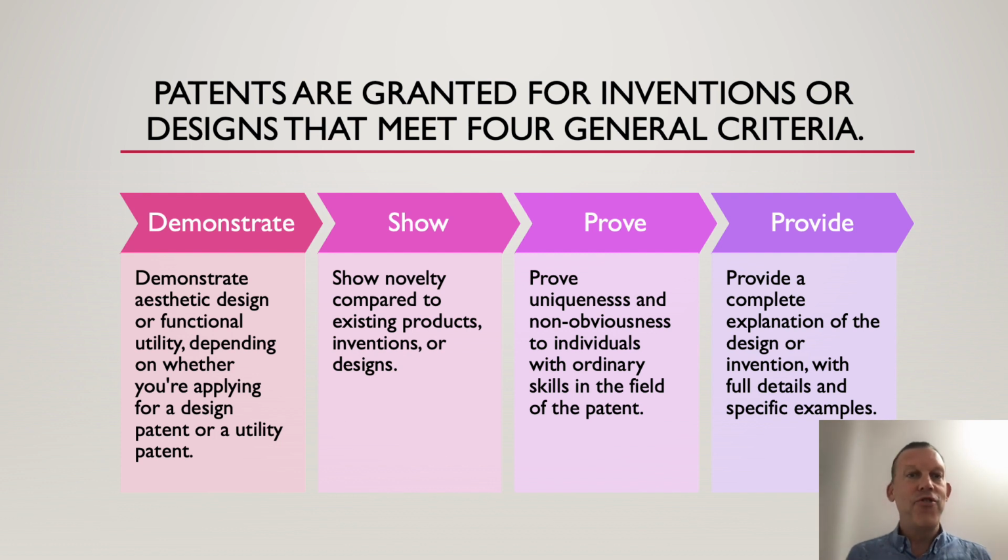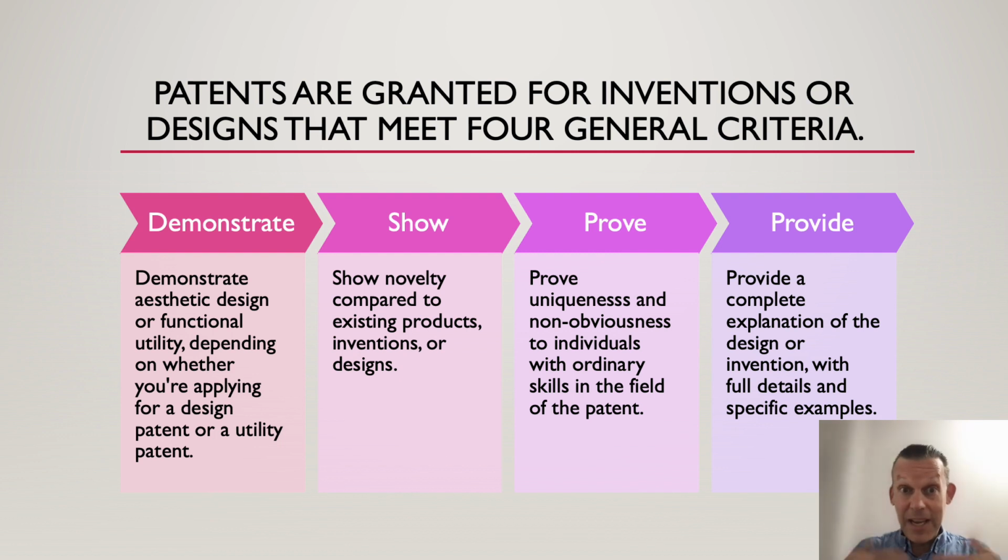So, patents generally, they're granted for inventions or for designs that meet 4 general criteria. They demonstrate aesthetic design or functional utility, depending on whether you're applying for a design patent or a utility patent. Don't worry, we'll talk about those different types of patents soon enough. But we have to show novelty compared to existing products, inventions, or designs. We have to show that this is a new invention, that it's not just someone else's invention with a different name on it.